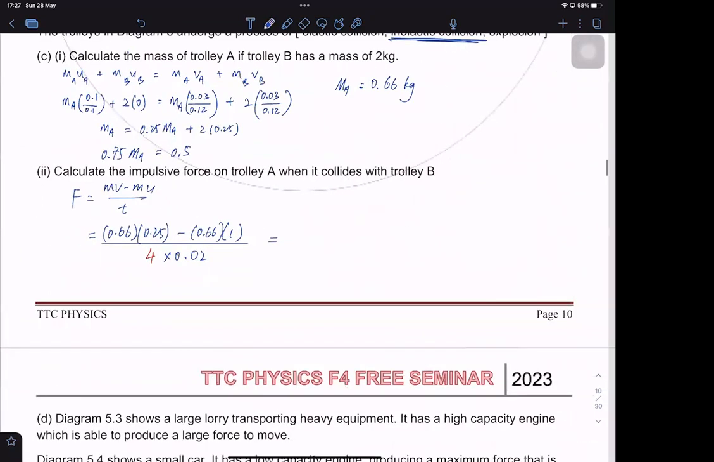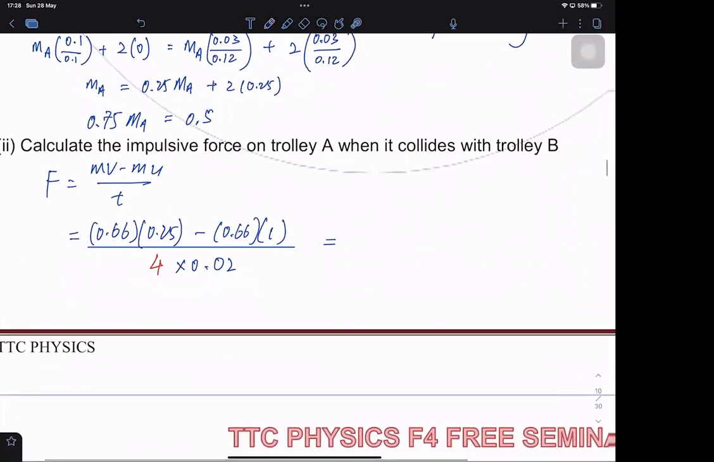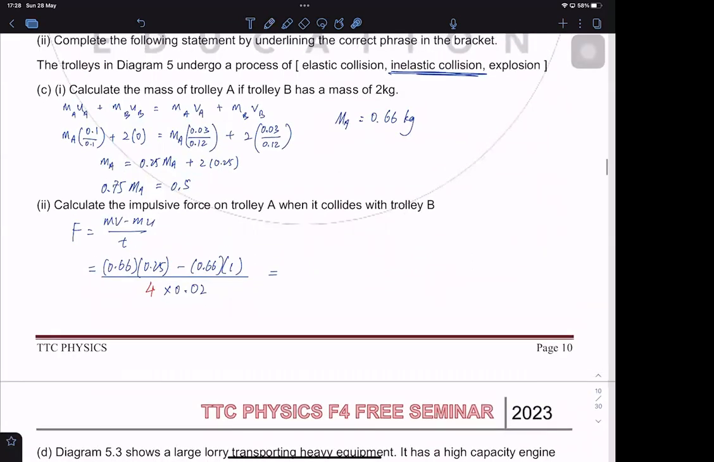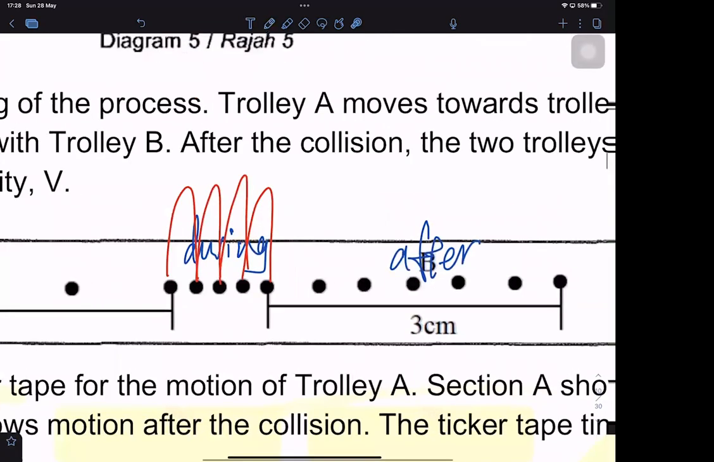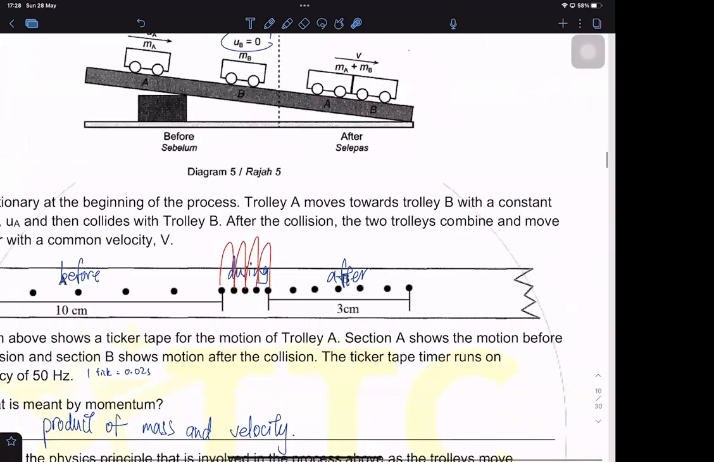So this one is equals to what? 0.66 times 0.25. Do we need to use the jumps, tick to tick? Basically, this one jump is one tick. From dot to dot is considered one tick. You mean between their middle? No need, because I just need to know the time during only. So this one is a bit different, impulsive force.